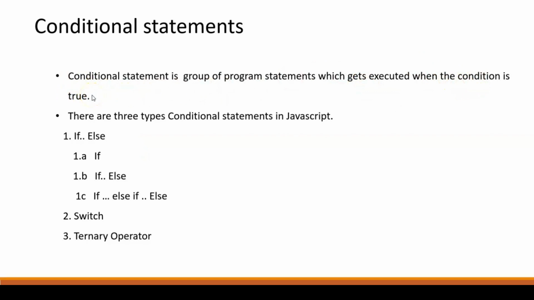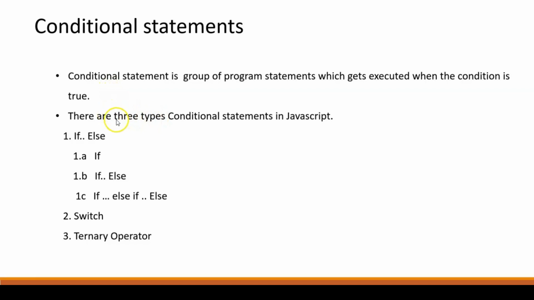Suppose you are given a task to print a number which is greater than another number. So how can you do it? You need to first compare, for example, A greater than B. Then you can print A is greater than B, and in other cases you can print B is greater than A. So to write such types of conditions, we can use these conditional statements.